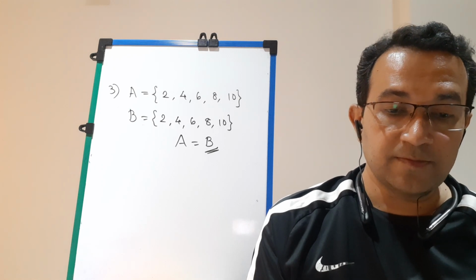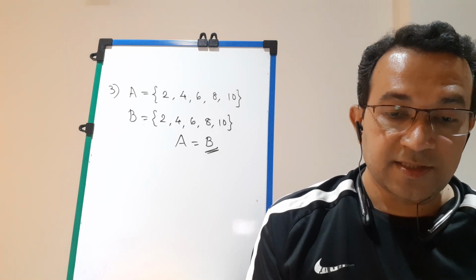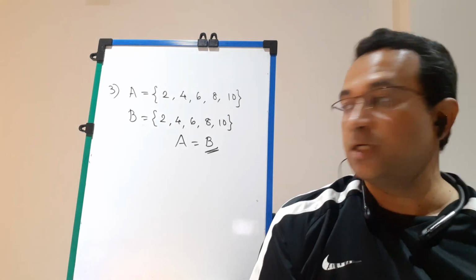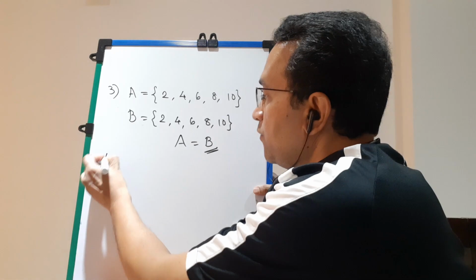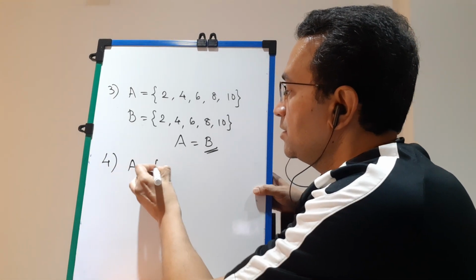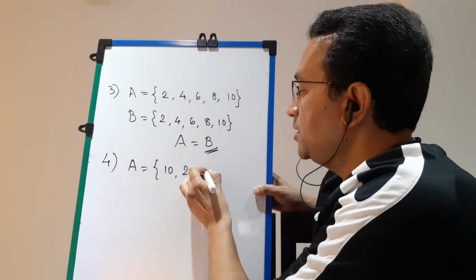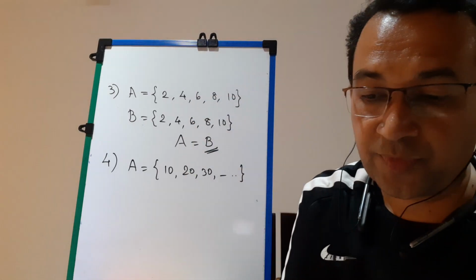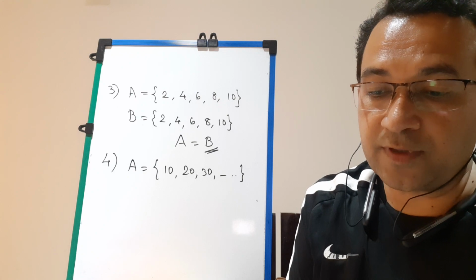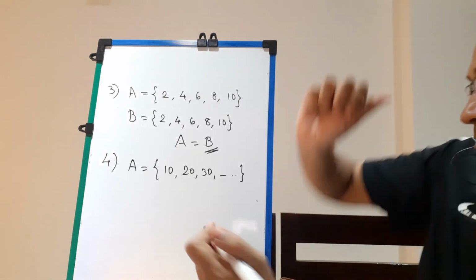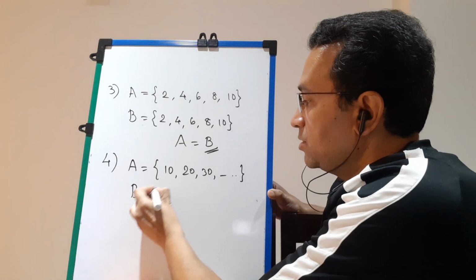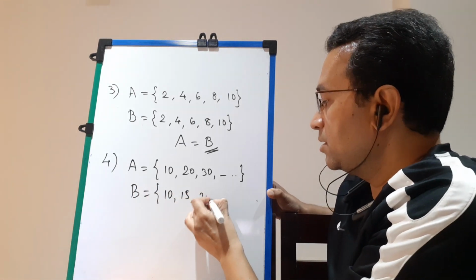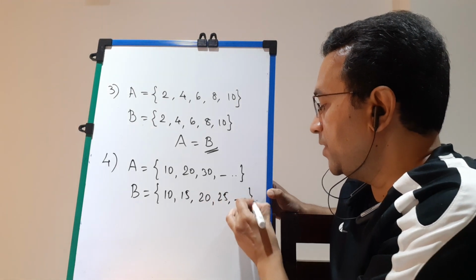Now the fourth question, x such that x is a multiple of 10. So in the fourth question, set A will be 10, 20, 30 and onwards. This is an infinite set, students. And B is equal to 10, 15, 20, 25 and 30.